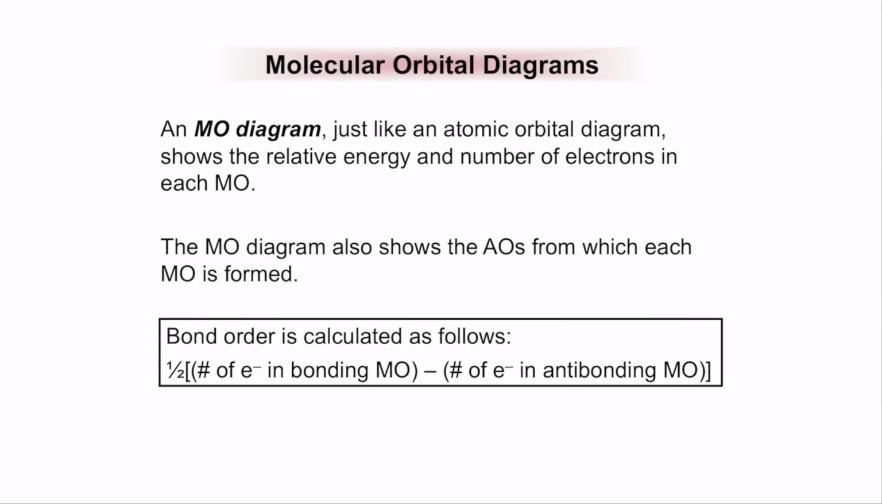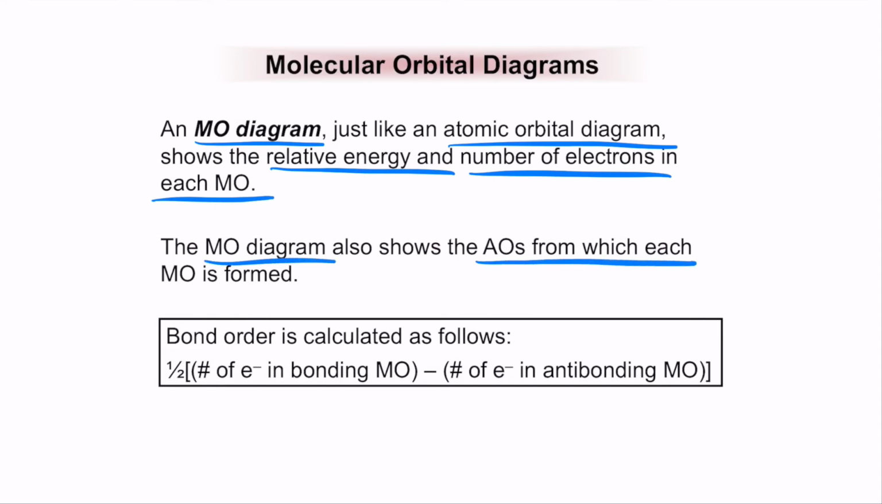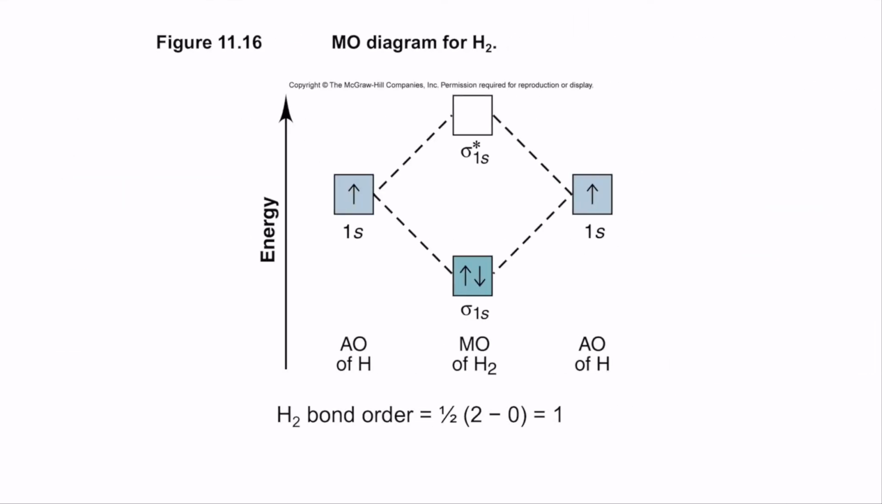So we generally use a molecular orbital diagram, just like an atomic orbital diagram, to show the relative energy and the number of electrons in each molecular orbital. The molecular orbital diagram also shows the atomic orbitals from which the molecular orbital is being formed. For that we can calculate the bond order. Bond order is half of the number of electrons in the bonding molecular orbital minus the number of electrons in the anti-bonding molecular orbital.